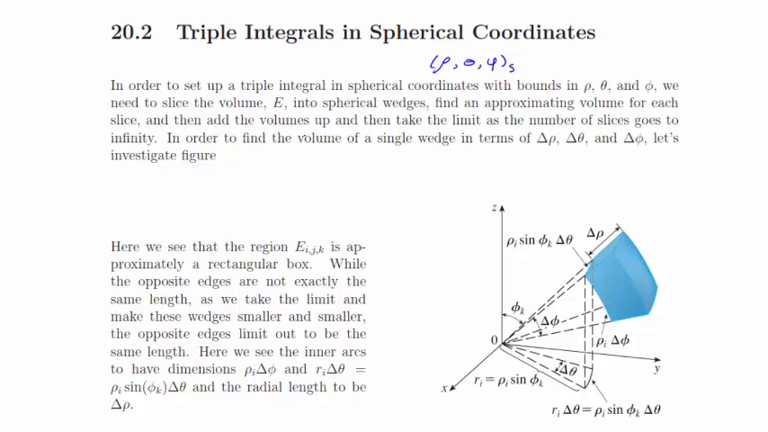So if we have bounds in rho, theta, and phi, we need to slice the volume E into spherical wedges. So here we see again in figure 20.2.1 a little wedge in spherical coordinates. So we've cut the wedge to have two different rho values, a lower rho value of rho sub i and an upper rho value of rho sub i plus 1, and the difference between those being delta rho. And then we have a delta phi.